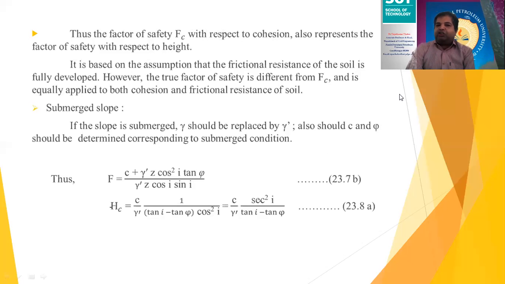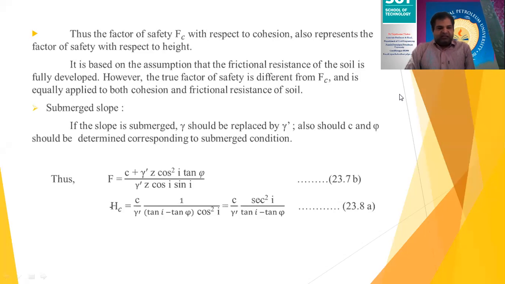However, the true factor of safety is different from the value of Fc and is equally applied to both cohesion and frictional resistance of the soil. I hope this is very, very simple. In this particular theory, we have established the value of the stability number, and we have seen that the stability number is also dependent upon the critical height of the slope, that is, the C upon gamma Hc factor.